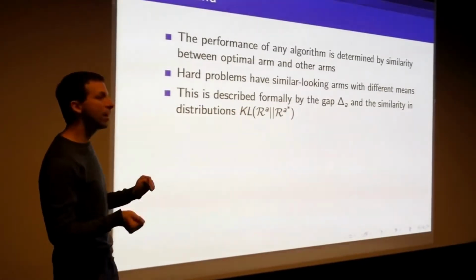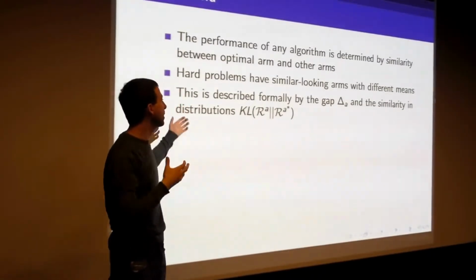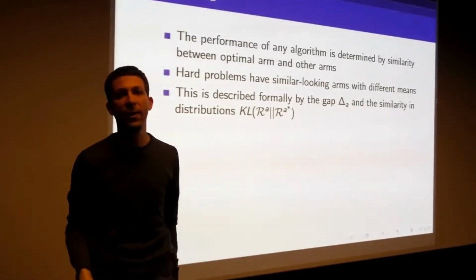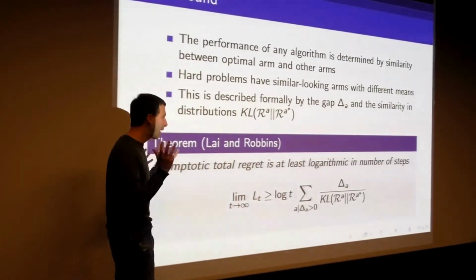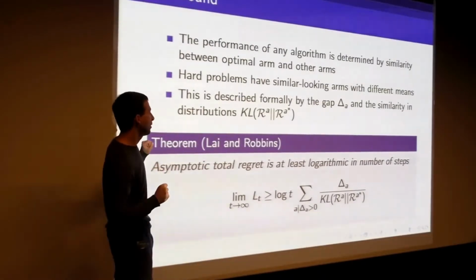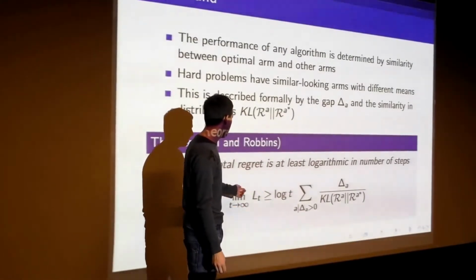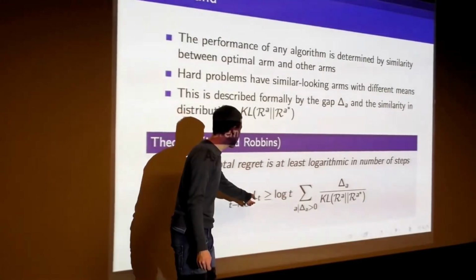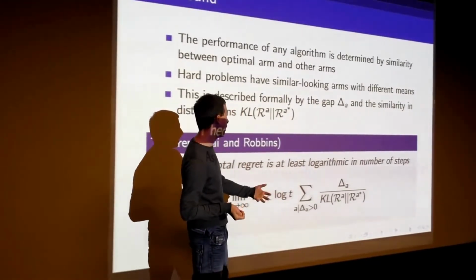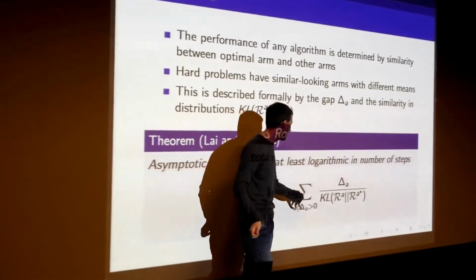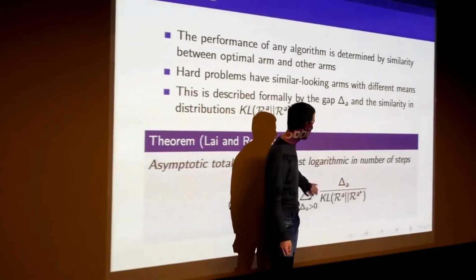And so formally, the way we understand that is by the gap between them, like what's the difference between this arm and this arm, and how similar their distributions are, which we can measure using the KL divergence. So this is one slide of theory: the total regret is at least logarithmic in the number of steps. This is the total regret that we're incurring over time. This is that plot we were looking at. And the regret that we incur is at least logarithmic in the number of steps that we take, multiplied by this term, which is basically proportional to the gap.